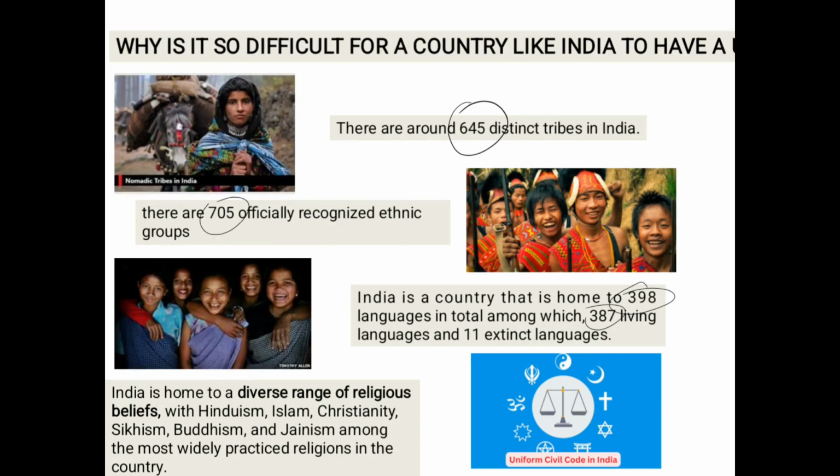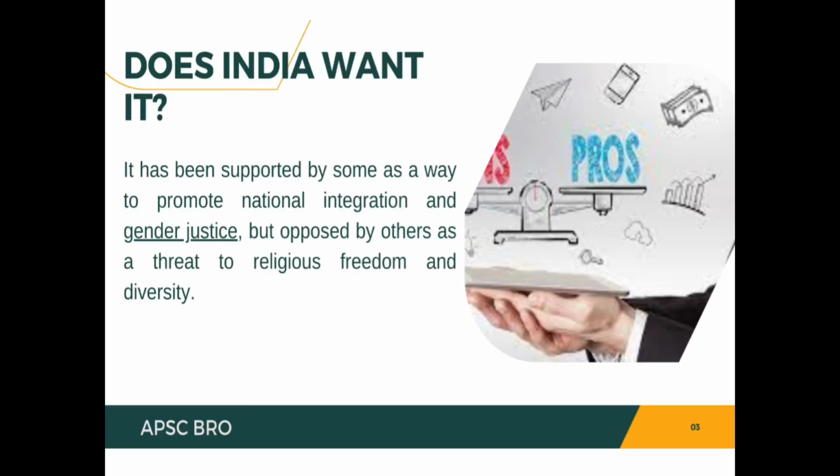So by now you have understood what a Uniform Civil Code is and why it is so difficult for a country like India to have one. Now the second question, the biggest question, is: does India want it? Do you want a Uniform Civil Code? Okay, there are two groups of people. One group says that the Uniform Civil Code is very important, first to ensure national integration, because one country, one law will bring the whole country into one frame. So it will be important to bring in national integration and unity through the Uniform Civil Code.